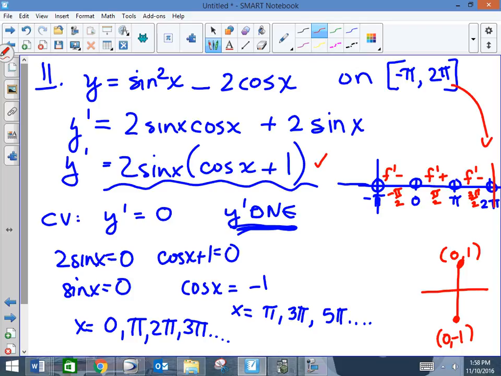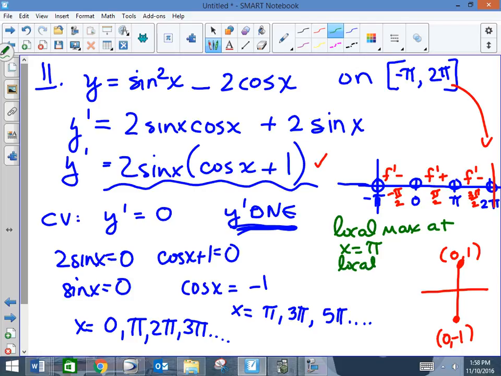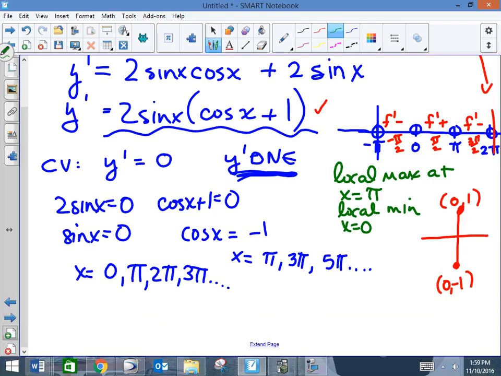Okay, so do we have a max here? Local max at x equals pi. Okay, and we'll go back and figure out what that is here in a minute. Local min, x equals 0. Is that it? But we didn't go, we're just stopping at 2 pi. Okay? All right, what is my local max? Okay, that sounds like a plan.